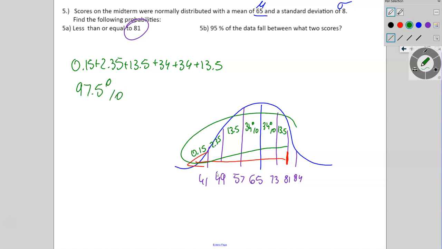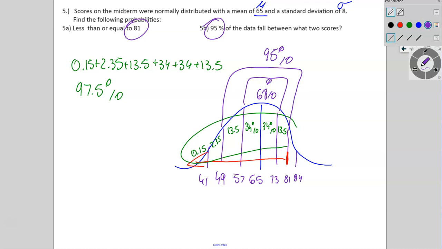All right, and then for part B, of course, again, we're looking at 95% of the data fall between what scores? So again, this is 68%. It's 1 standard deviation from the middle. 2 standard deviations from the middle is 95%. So these numbers are 49 and 81.